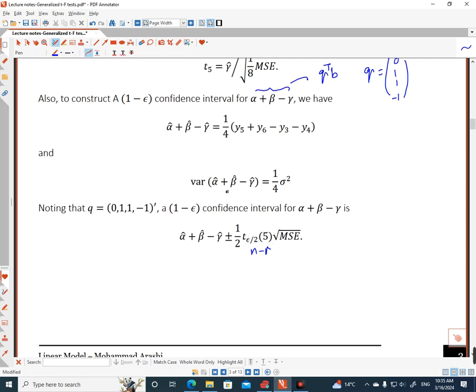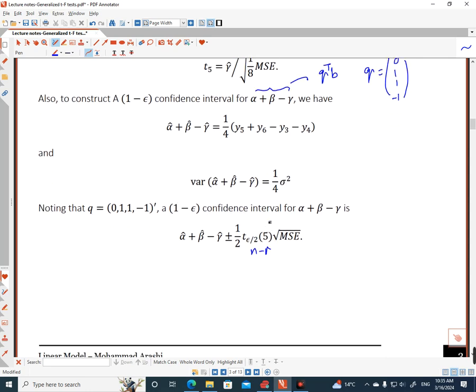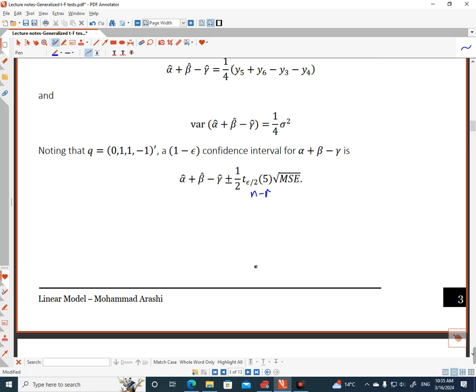Once again, if the variance is this guy, remember in the denominator you always take the square root. So the square root of 1/4 is half here. So half comes from the square root of 1/4.